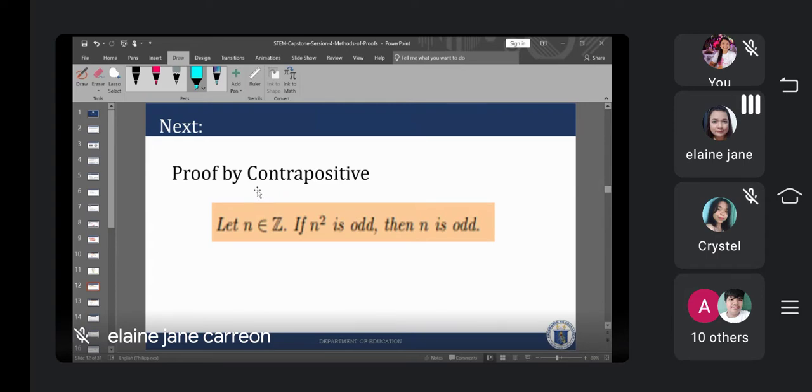Next, we now move on to proof by contrapositive. So, contrapositive, ibig sabihin, you are negating both sides. So, kunwari, if P is positive, then Q is positive. So, kung i-negate mo yung dalawang yun, if P will become negative, and Q will become also negative. Okay? I-negate mo sila. Negation.